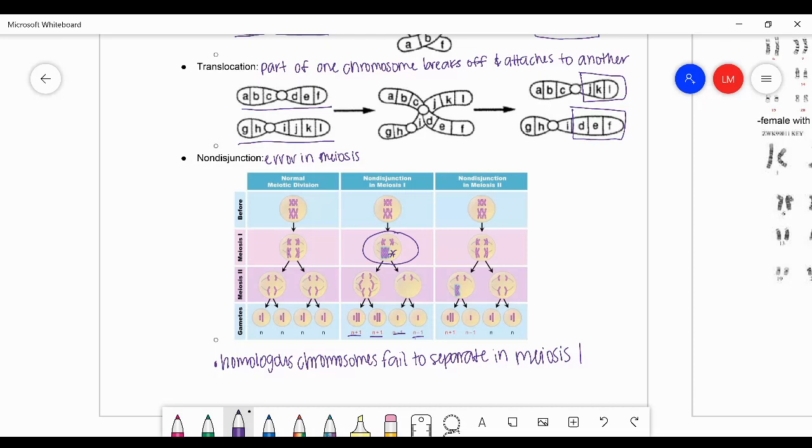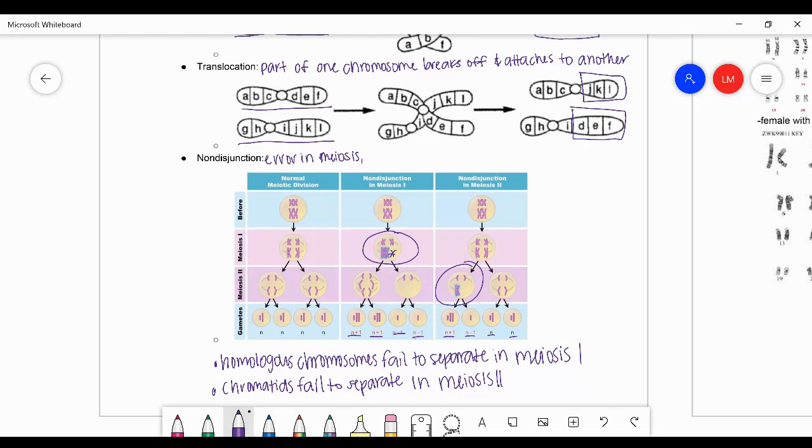The other way that non-disjunction can happen is when chromatids fail to separate in meiosis 2. Specifically during anaphase 2, which we can see here, the chromatids stayed together, and so what we end up with this time is one gamete with an extra chromosome, one with one less chromosome, and then two that are normal because non-disjunction did not happen in the second cell.